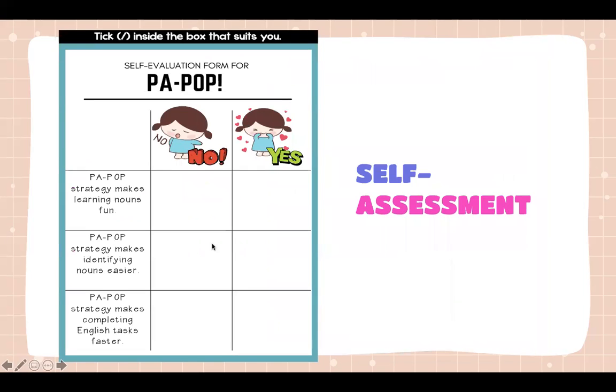And lastly, after you have done that, you can ask your students to self-evaluate how they think the pop-up strategy is towards their learning. As you can see here, there are 3 statements provided. Pop-up strategy makes learning nouns fun. Pop-up strategy makes identifying nouns easier, and pop-up strategy makes completing English tasks faster. It depends on their view to evaluate whether it's a yes or a no.